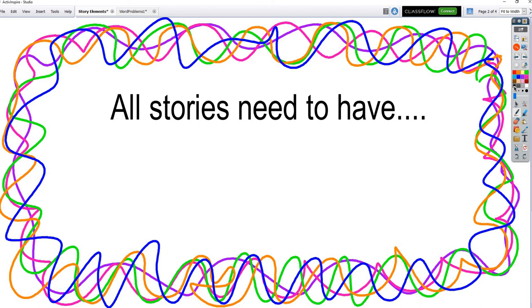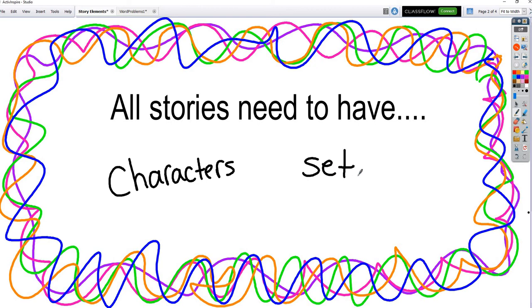One thing that a story has to have is it has to be about somebody, and those people are called characters. The people the story is about, or the people in the story, are the characters. We talked about that last week, didn't we? Yeah. And stories are going to have a setting. A setting is where the story is happening. Where are they at? Where are those characters at? That's a setting. And we practiced finding that last week.